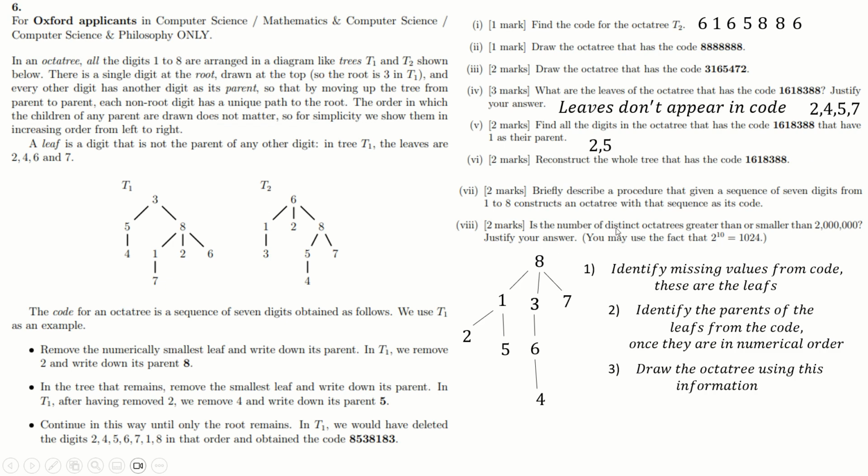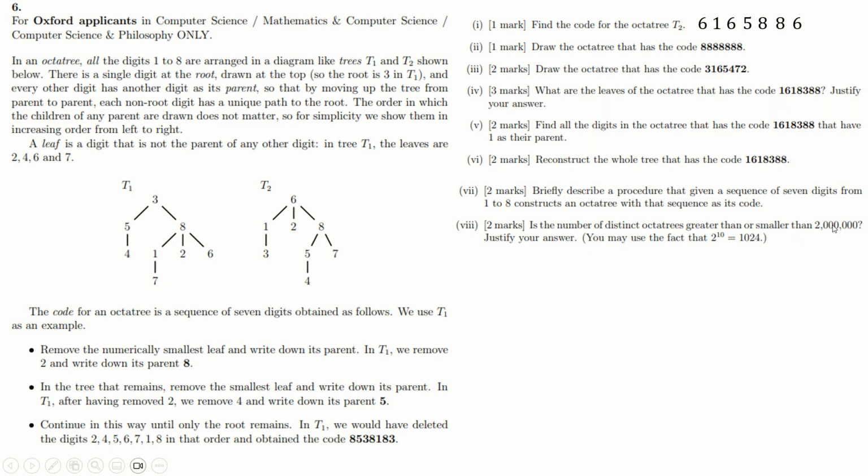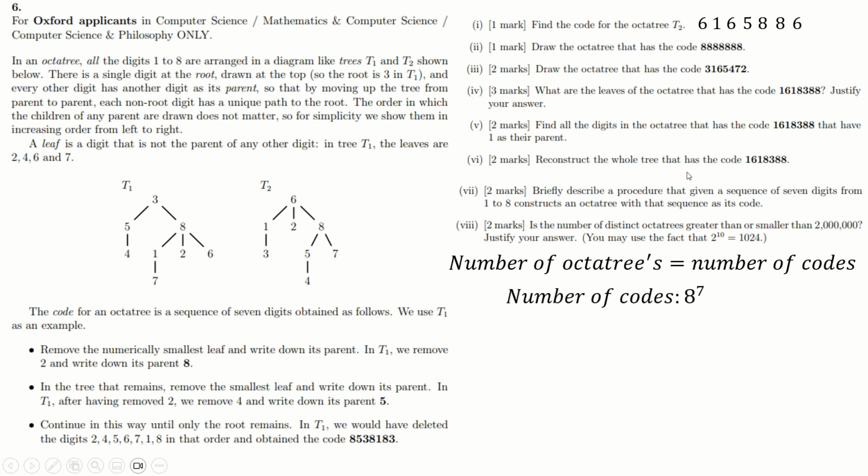Anyway, the last part is the number of trees greater or smaller than this. So the number of distinct trees must be equivalent to the number of distinct codes. So for every tree, there must be a corresponding code and vice versa. So therefore, we don't really want to count up the ways of drawing trees. We can just count up the ways of writing codes. Now you have 8 choices for each of these digits, and there are, of course, 7 digits. So that's 8 to the 7 number of codes. Therefore, the number of trees is also 8 to the 7.